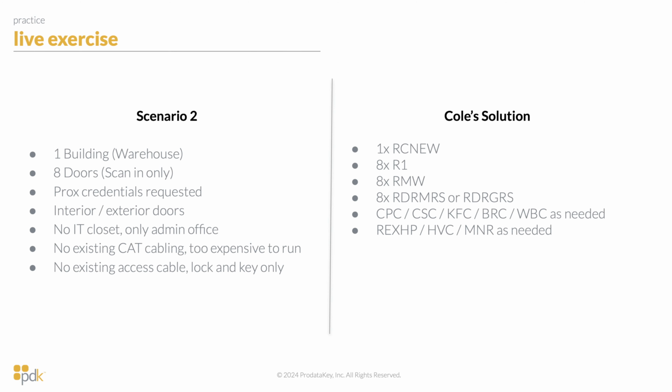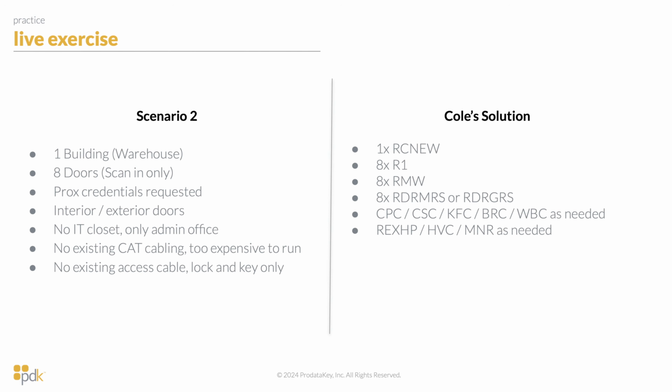Credential-wise, I put CPC, CSC, KFC, BRC, or WBC. How many C's can you say that many times fast? I put BRCs or WBCs, maybe. The employees at the plant need a credential that's out of sight and out of mind because they are working very hands-on with stuff inside the warehouse, in which case the BRC or the WBC, the wristband credentials, are going to be your best bet.